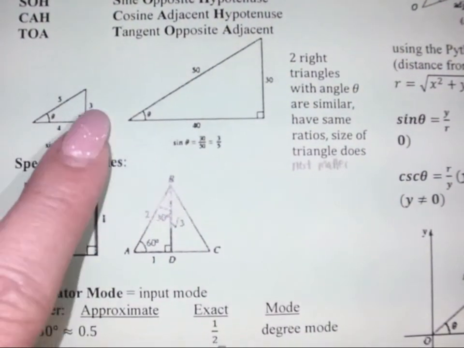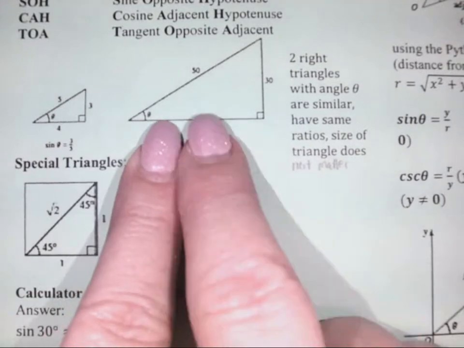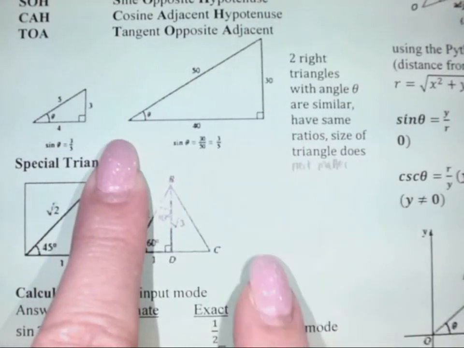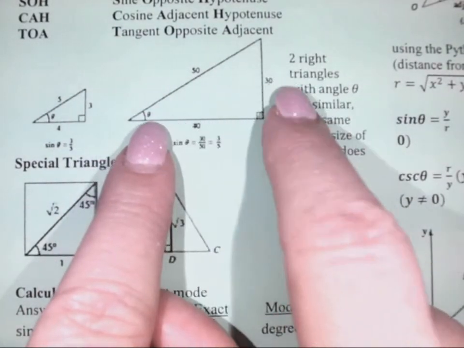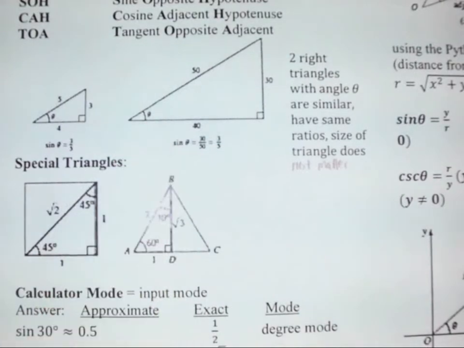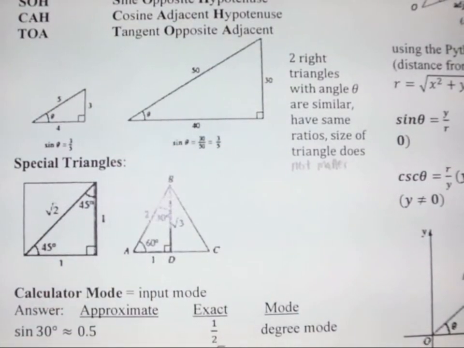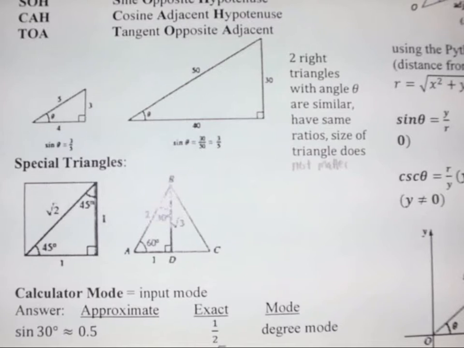So it's 3/5. We can also look at this triangle that's bigger, and it's going to be 30 over 50. Well, that reduces down to 3/5. So these are two right triangles with an angle of theta that are similar and have the same ratios. So the size of the triangle doesn't matter. It's the ratios that will tell you if they are similar angles or not.